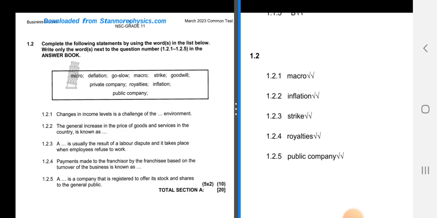So a strike is usually the result of labor disputes, and it takes place when employees refuse to work. So 1.4, payments made to the franchisor by the franchisee based on the turnover of the business is known as royalties. So a public company is a company that is registered to offer its stock and shares to the general public.